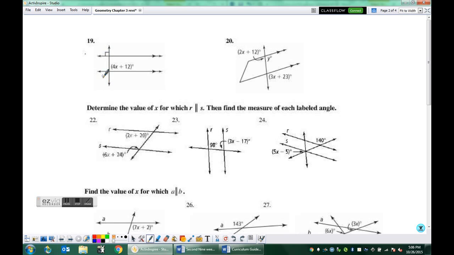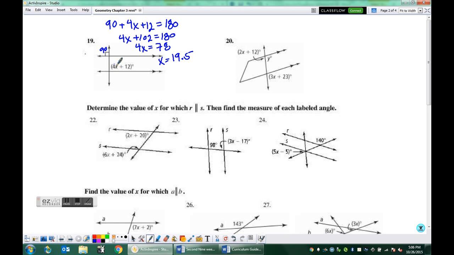Looking at number 19, you'll notice these are not an angle pair. So when they are not an angle pair, they are going to be supplementary. So I've got 90, because that's what that right angle means there, plus 4x plus 12 is going to equal 180. So combining like terms, I've got 4x plus 102 is 180. So 4x is going to be 78, and x is going to be 19.5.